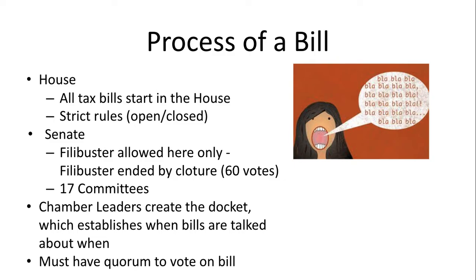Now, if an overwhelming majority of the Senate, 60 people out of our 100, so 60% of the Senate, are all tired of listening to this person continuously talk, they can vote on what's called a cloture. A cloture is a vote to say, we're all done listening to you. And if a cloture passes with 60 votes, then that person is done. They have to step away from the microphone and can no longer talk at that moment.